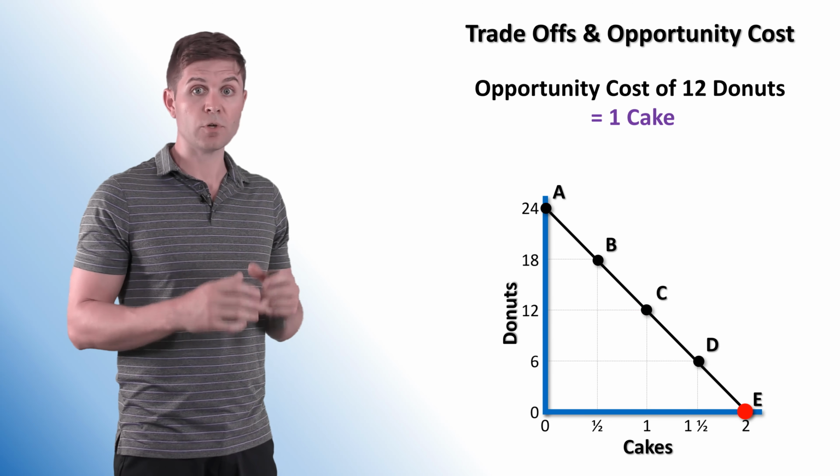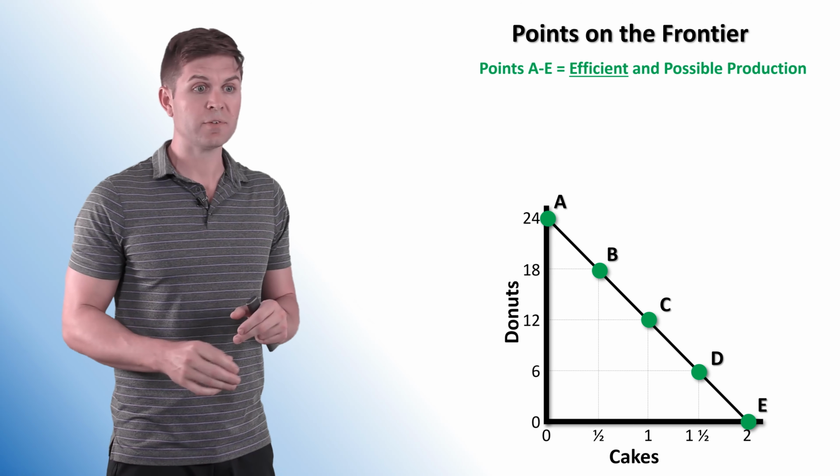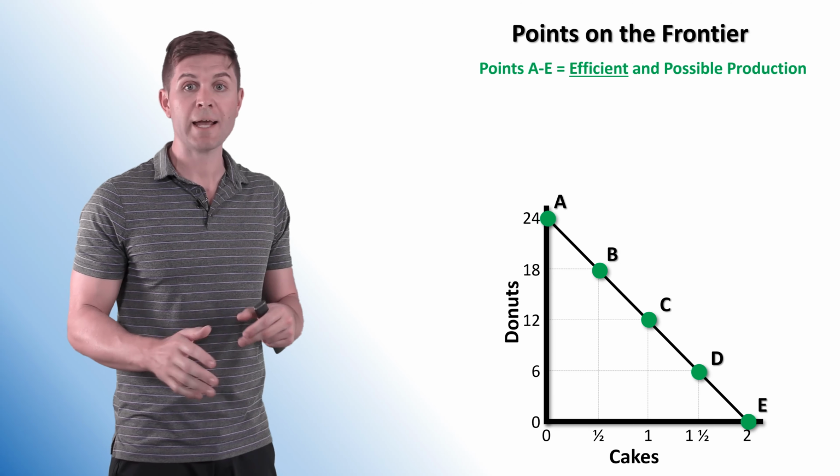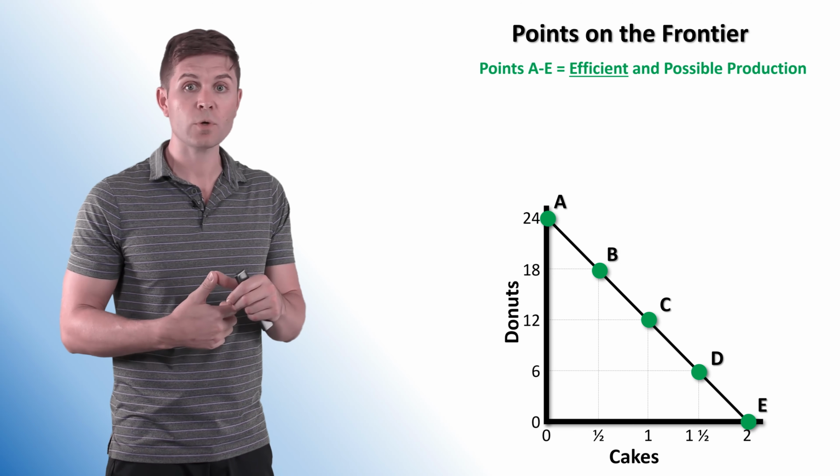Now, where points fall in relation to the frontier tell us something different about that possible combination of production. Points A through E, A, B, C, D, E are all efficient and possible levels of production. In the production of donuts and cakes, if I'm producing any point on the line, I'm using all my resources and I'm able to actually produce it.